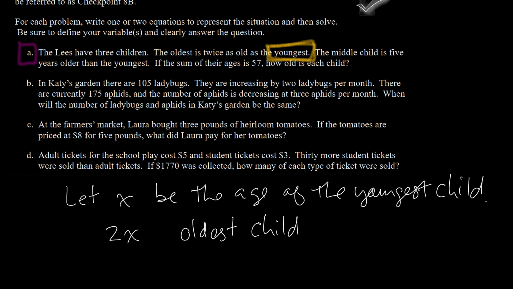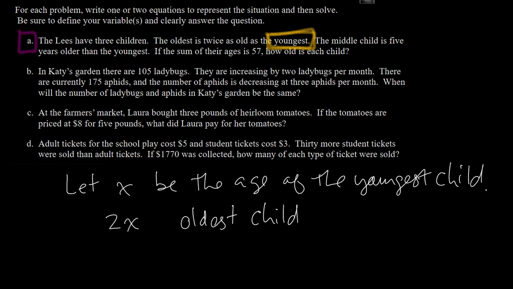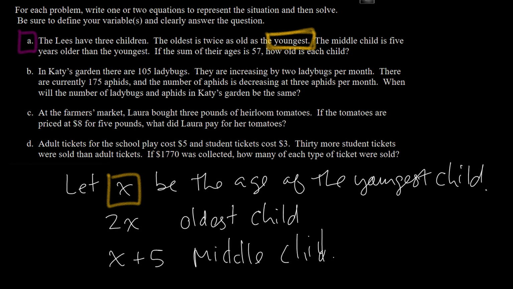And then it says the middle child is 5 years younger. No, the middle child is 5 years older than the youngest. So I've got the x, and I'm going to add 5 to that. This would be the age of the middle child. So we have a variable, x, that expresses the age of the youngest, and then two different expressions: 2x is the oldest child and x plus 5 is the middle child.